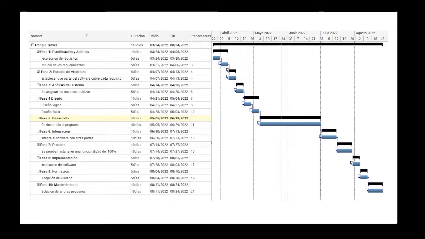The eighth is implementation, with a duration of 5 days, beginning July 30 and ending August 3rd. The ninth is turnover, with a duration of 5 days, beginning August 4th and ending August 10. And the tenth is maintenance, with a duration of 10 days, from August 11 to August 24.